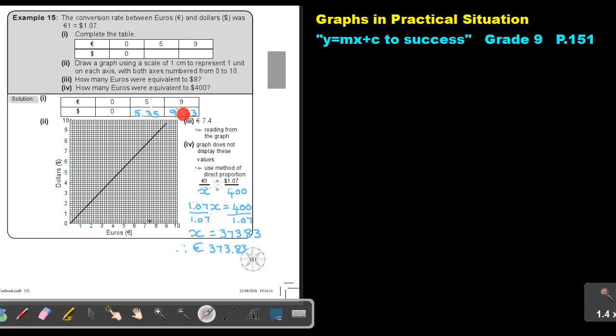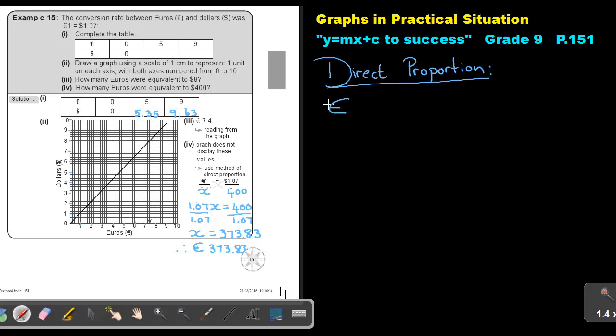How did I get those two values? Now, can you still remember the method of direct proportion? If you cannot remember it, go back to chapter 1 and look at the video to remind yourself of direct proportion. But let me show you. I take the statement 1 euro equals $1.07. Now I have 5 euros and I want to know how many dollars.